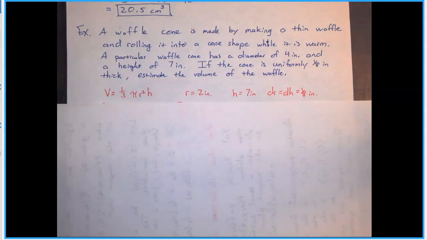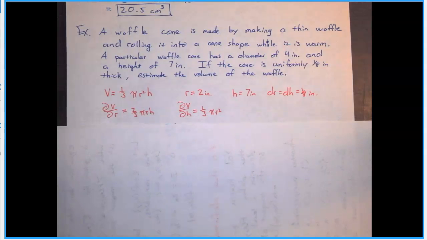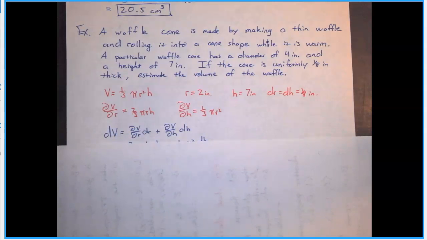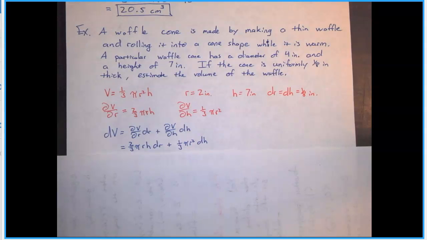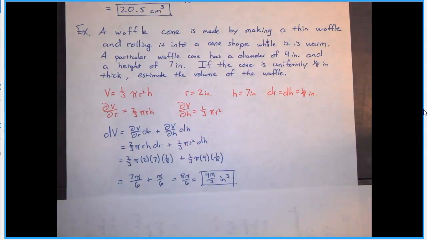Now I need to calculate the differential. What is dV? In order to do that, I'm going to need partial derivatives. The partial derivative of the volume with respect to the radius is 2/3 pi r h. The partial derivative with respect to h is 1/3 pi r squared. And we can write our differential, right? So there's everything with the partial derivatives plugged in. Now all I need to do is plug in the actual numbers that we have from the problem. So r is 2, h is 7, dr and dh are both 1/8. So I plug those numbers in, and now it's just a matter of calculating. Pi over 3 cubic inches. So that's the volume of the actual waffle itself if we make these simplifications.